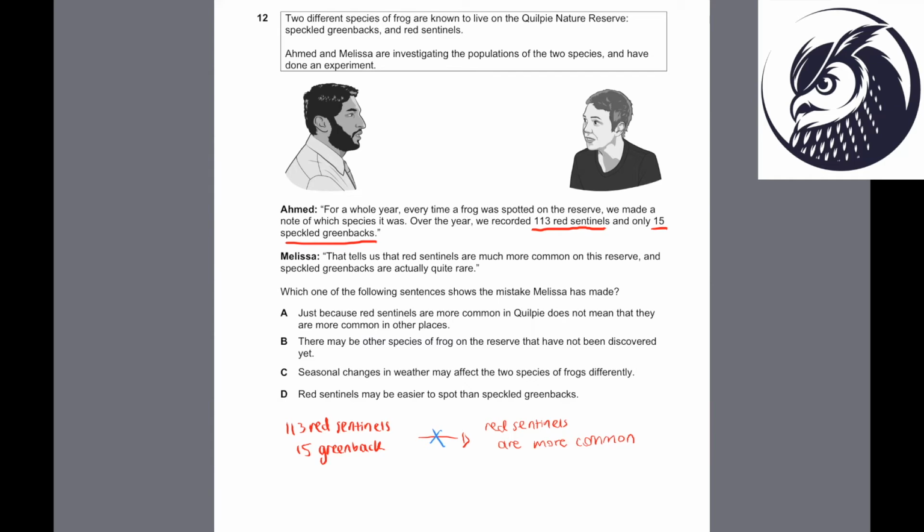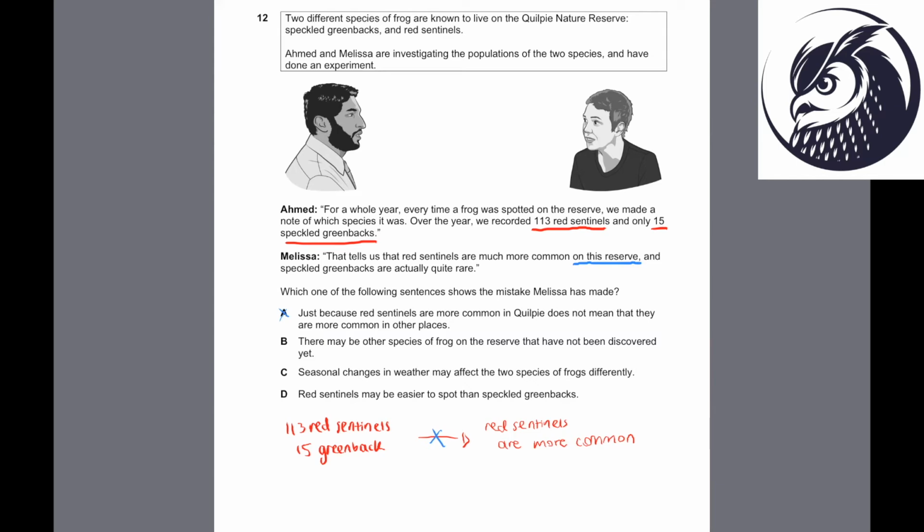just because red sentinels are more common in Quilpie does not mean they are more common in other places. Now, Melissa has actually just said they're more common on this reserve. So Melissa actually hasn't made the assumption that red sentinels are more common in general. So therefore, answer option A is incorrect. She hasn't made that mistake actually, so we have to cross it out.